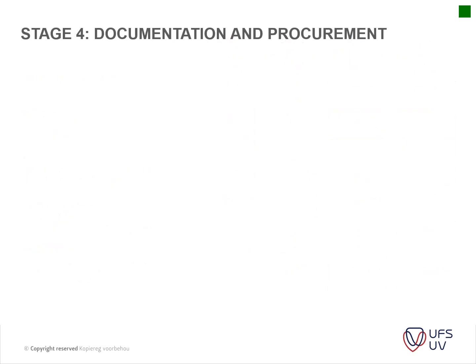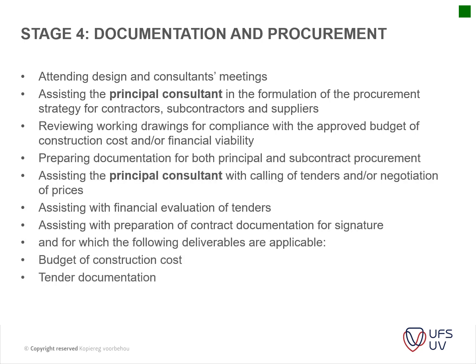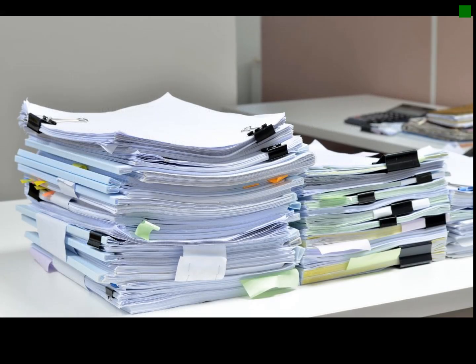Then we get to documentation and procurement, and this is probably where most of the time of the QS is spent. The main thing here is to get to a budget or tender documents with bills of quantities that can actually be used so that you can call tenders and evaluate them to give the client a recommendation for the best contractor to be appointed. And price contract documentation, which becomes a legal document for the client. A whole lot of documentation.